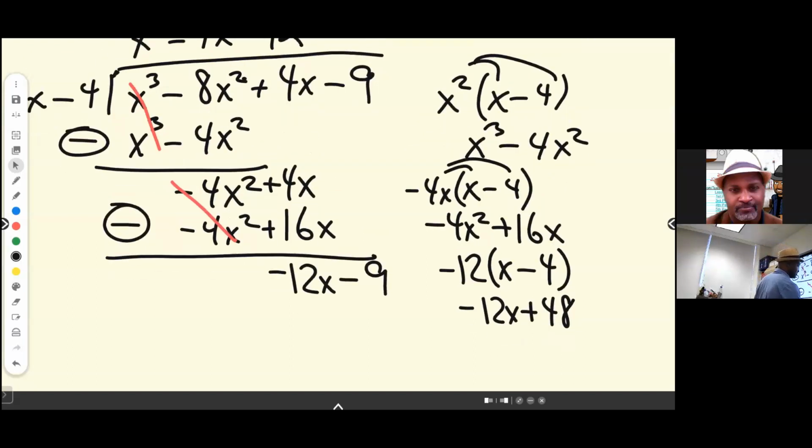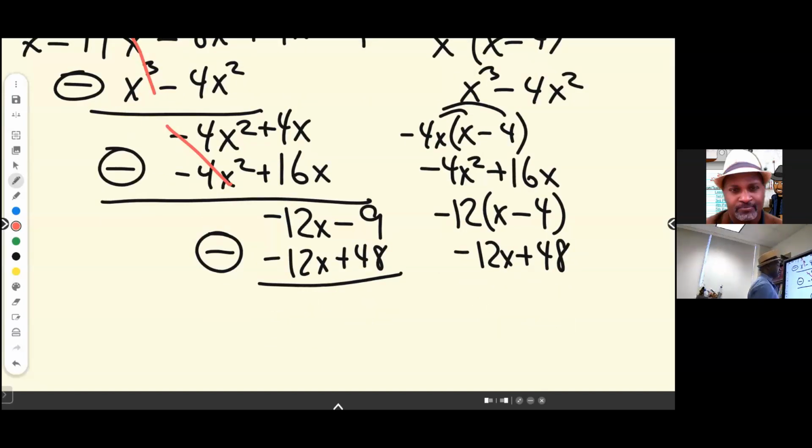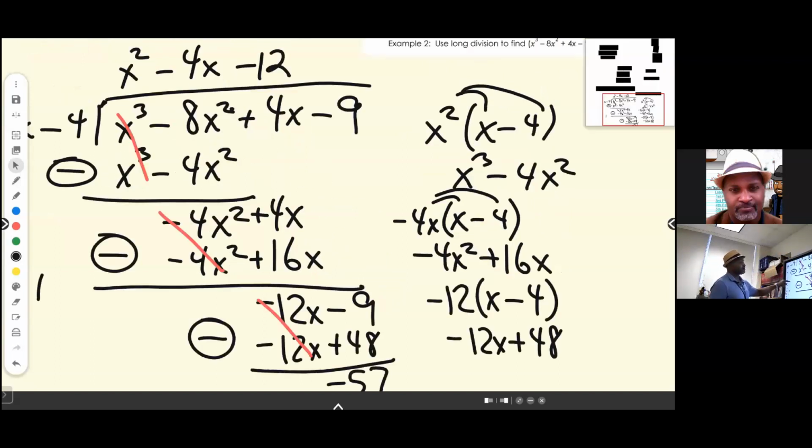We've already done the multiplication, so we got a negative 12x plus 48. Again, make sure that we are subtracting. Of course, we know that's going to be gone. All right, and now we got a negative 9. You see how I'm reading this out loud so I won't get it wrong? Negative 9 minus 48, well, that is going to be a negative 57. Okay, do I have anything else to bring down? No, I brought down everything.